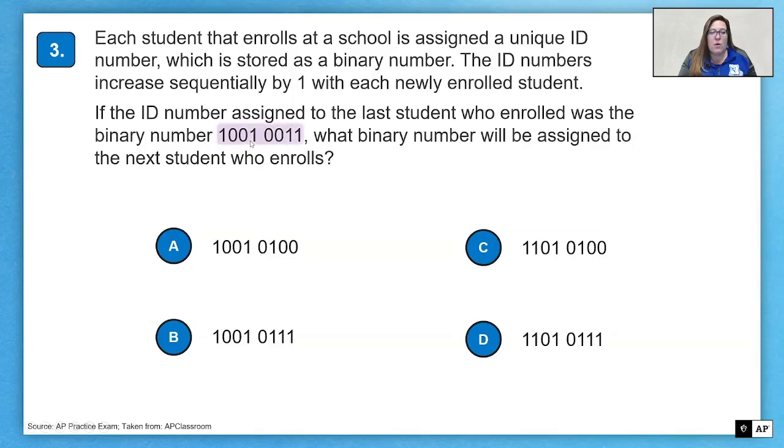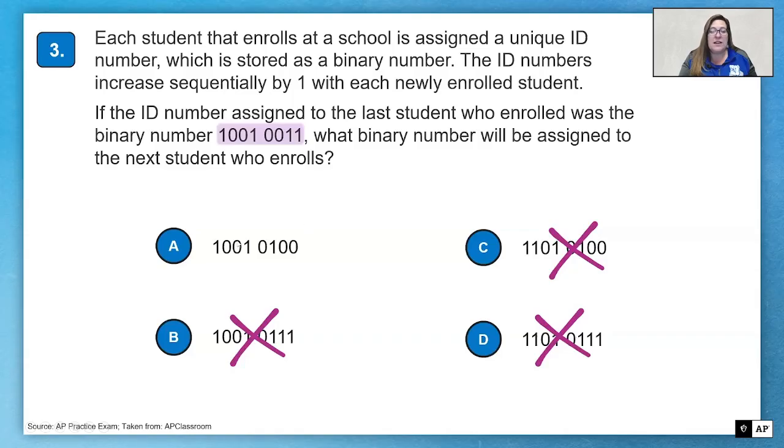So when I'm looking at increasing this number by 1, I know the last 3 digits will be 100. So that gets rid of B. And I know the first 5 digits do not change. That gets rid of C. D, we had problems with the last 3 digits. So A is our answer.